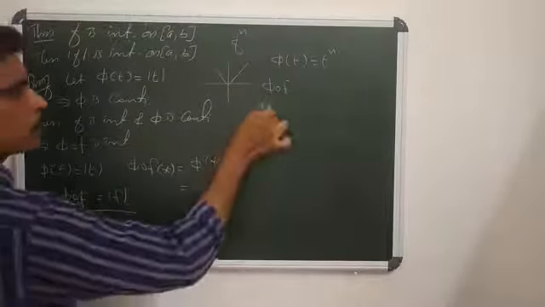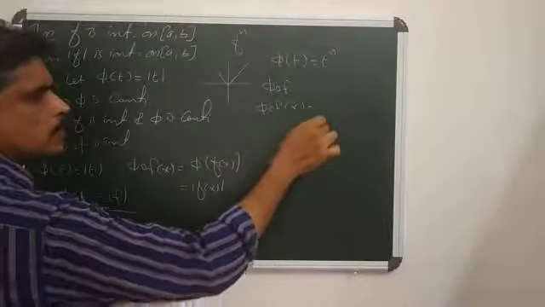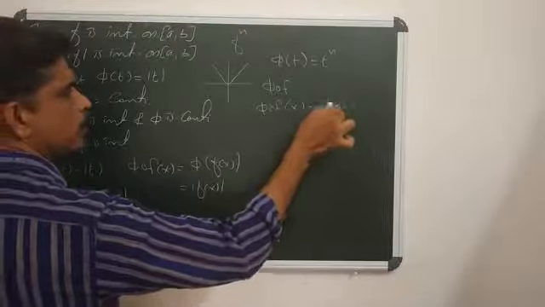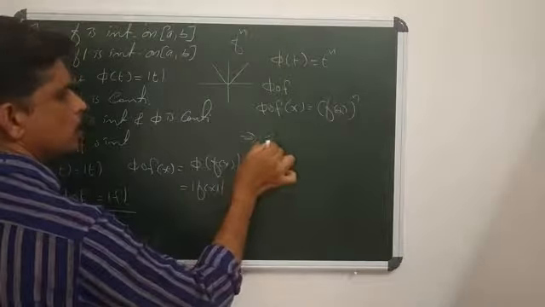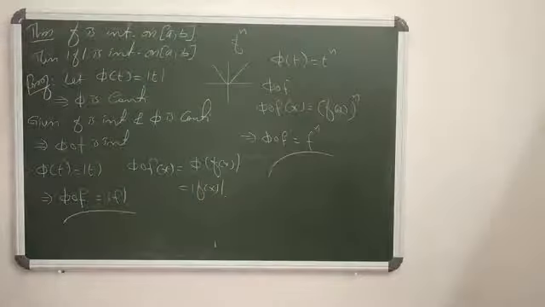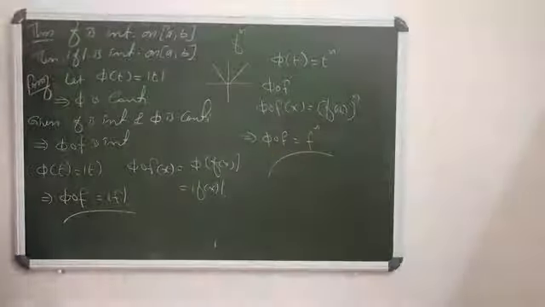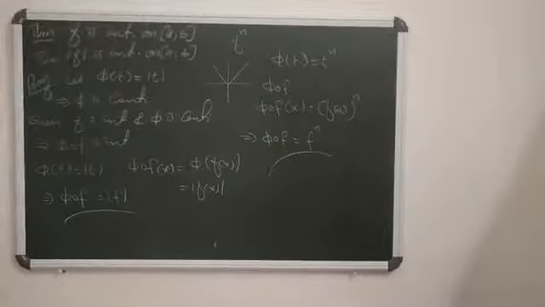Here what is phi composition f? Phi composition f of x equals phi of f of x, that is f of x all power n. That means phi composition f equals f raised to n, or f power n. So phi composition f is integrable means f^n is integrable. Finished. Okay.